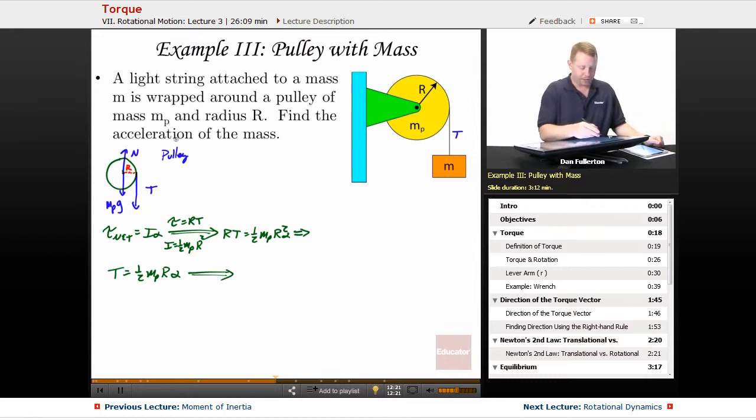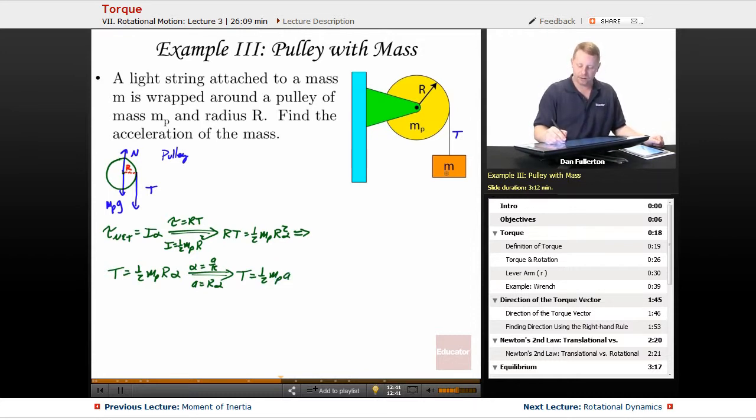But we're looking for linear acceleration. We've got angular acceleration. Remember that alpha is equal to a over r, or a equals r alpha. We can replace r alpha with a to find that our tension is 1/2 mass of our pulley times a.